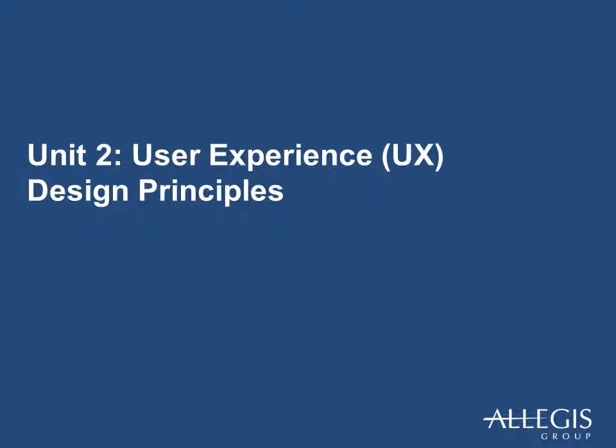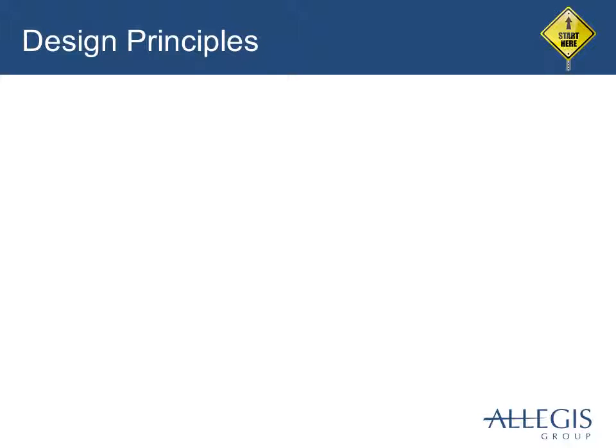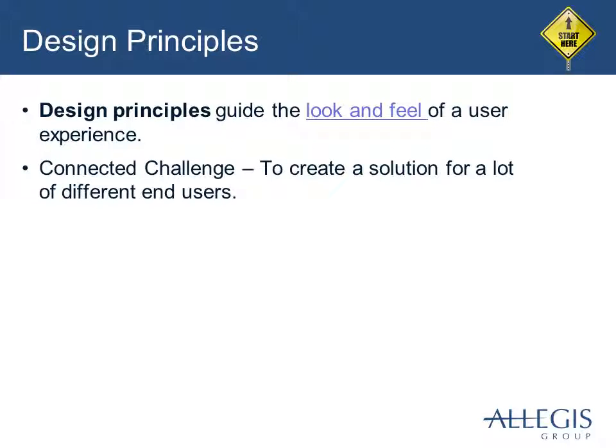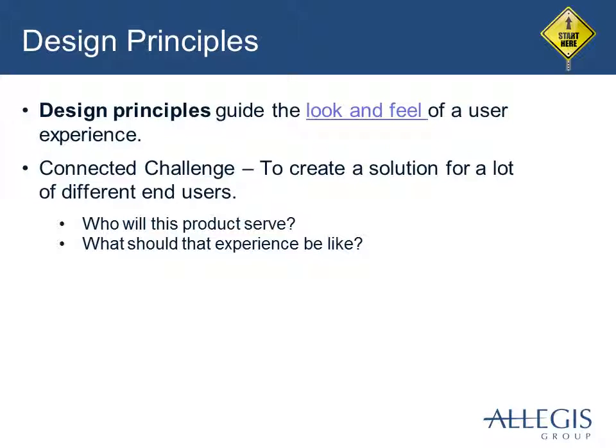So for Unit 2, I want to discuss the design principles for Allegis Group, specifically for this Connected project. Now, what do we mean when we talk about design principles? Well, there's a narrative that we can see here on the slides that really the purpose of coming up with design principles is to level set, to get everybody on the same page to define a shared product quality. The challenge that we have for Connected is that what we're creating is a solution for a lot of different operating companies and a lot of different end users.